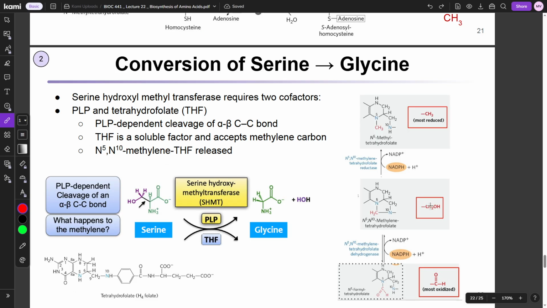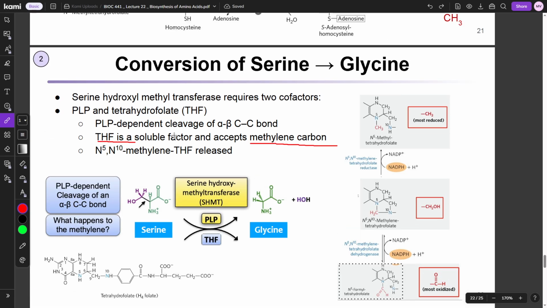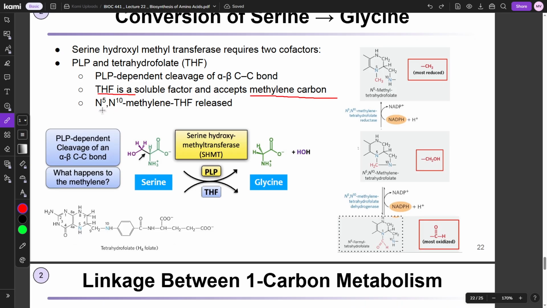So once you do that, you form this. So PLP-dependent cleavage of this bond, like I said. The THF accepts this carbon. So remember that folate is just this without this CH2 group, but THF then accepts this group, and then from there this whole group is released, and then you basically cleave off this OH, put an H on it and make it water, and then you release glycine as a result.